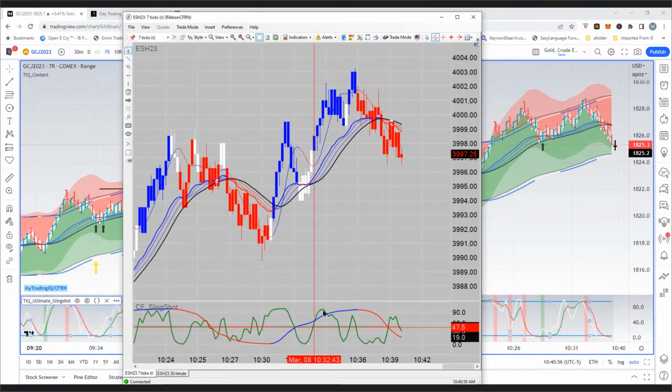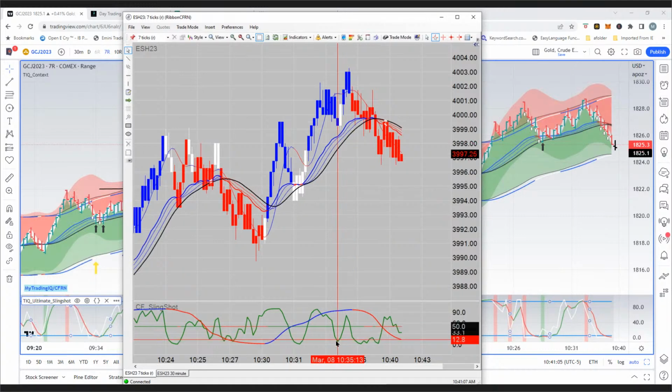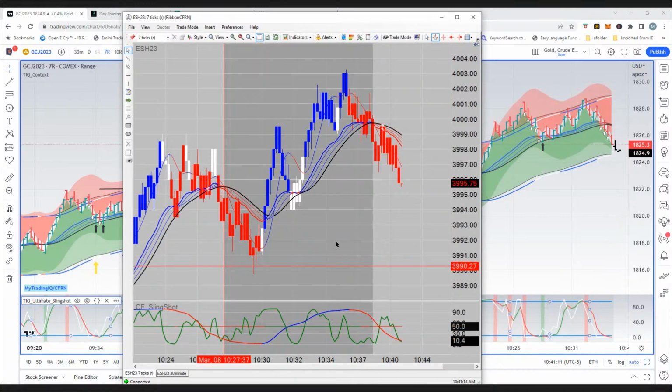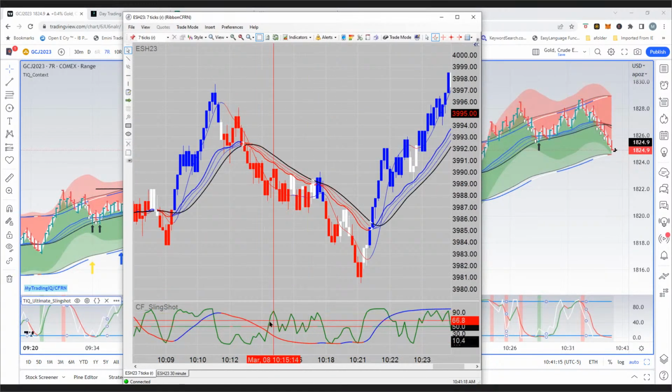But in here, divergence and separation within the slingshot. This is what I was referring to in the lesson plan. When the cycle, which is the red and blue line, is separated from the green line, this is bullish divergence, bullish separation. Okay. And when it's the other way around, it's bearish separation, bearish divergence, like in here.